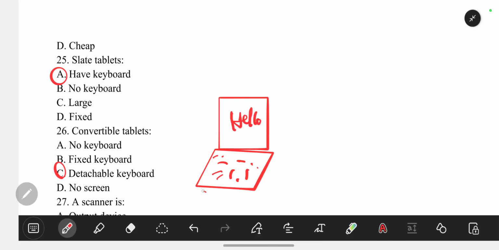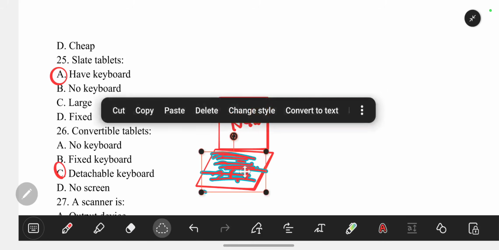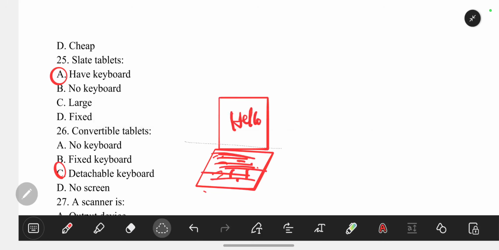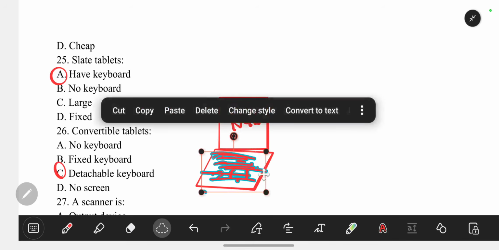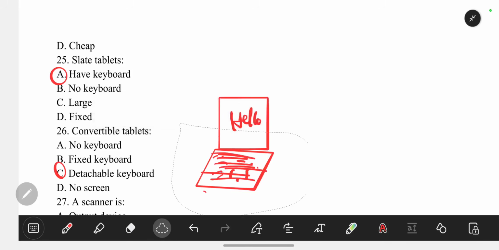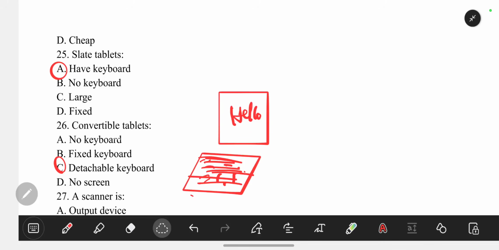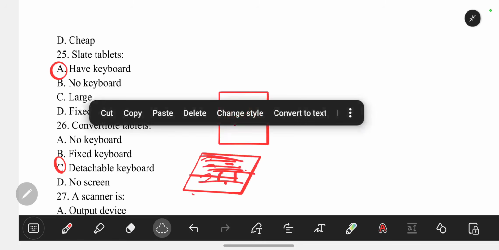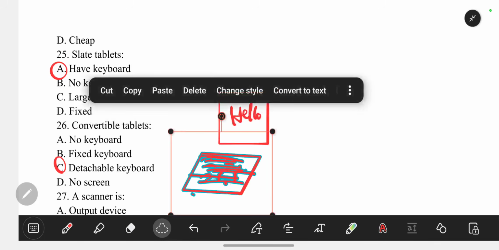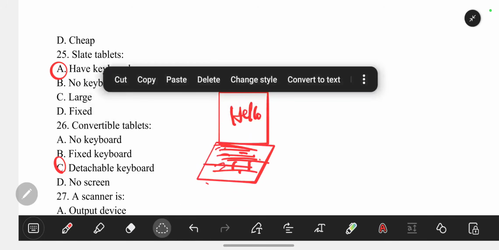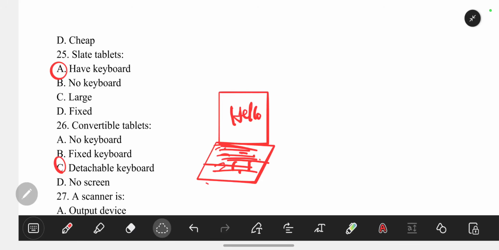It is able to accommodate a keyboard like that. It's convertible because it has a detachable keyboard, meaning you can remove the keyboard in that manner. So that is what we mean when we say that it's detachable, or rather a convertible keyboard. It can operate as if it's a laptop, or it can operate as if it is a tablet like that. So that is what we mean by that.